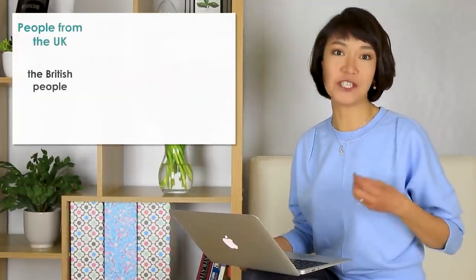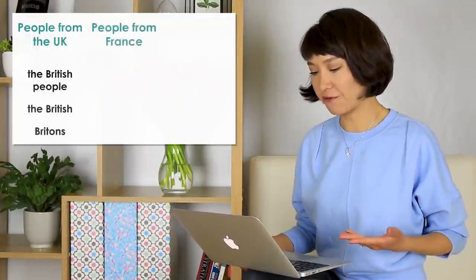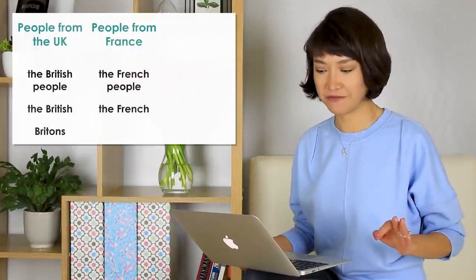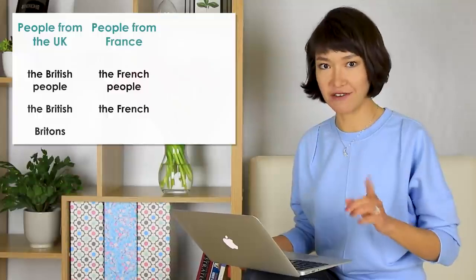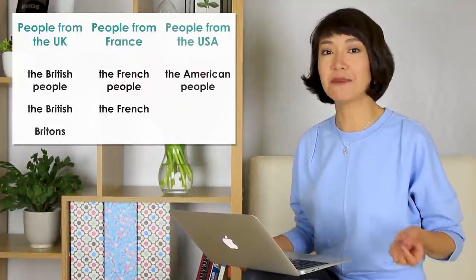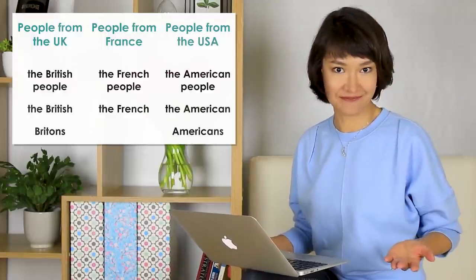In task 1, you often need to talk about nationalities. So here are some ways to do that. For example, people from the UK, the British people, or just the British, or Britons; people from France, the French people, or the French. Don't forget the article, the French. People from the USA, the American people, the American, or Americans.